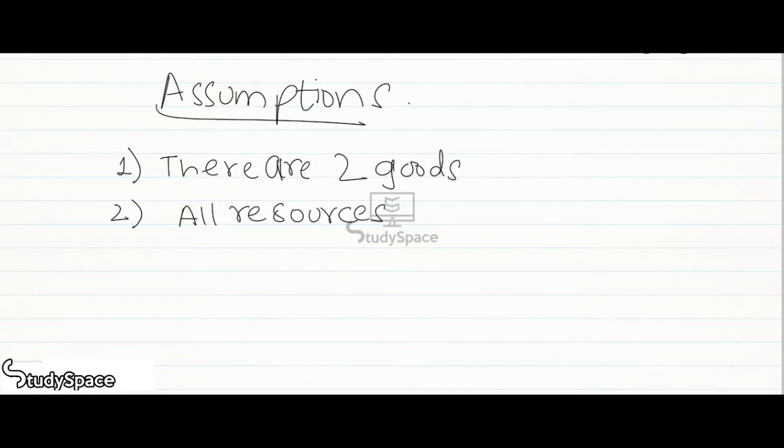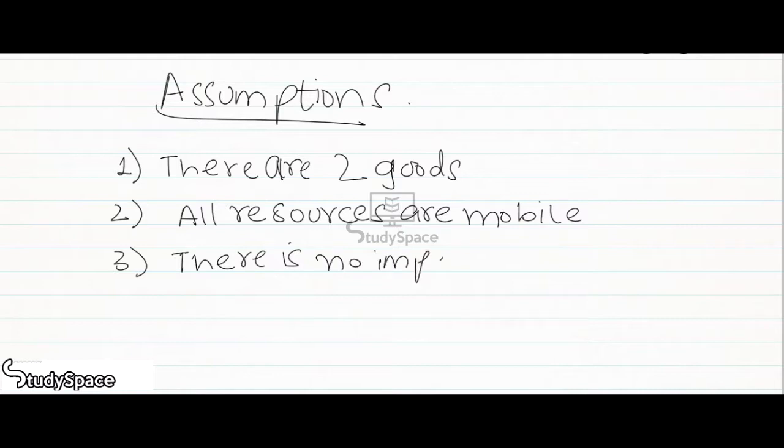All resources can transfer between the production of one good to the production of another, and from the production of the second good to the production of the first good. At this point we'll also make a third assumption, which we'll relax in further advanced courses, but right now to understand the production possibility curve we have to assume that there are no imports and no exports.